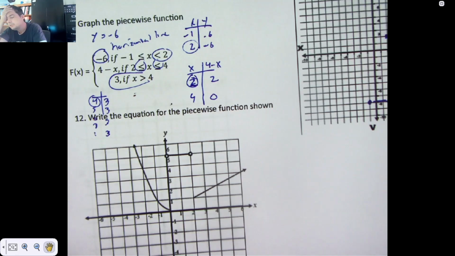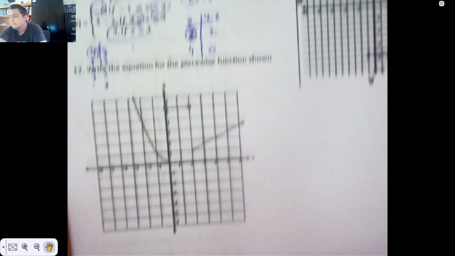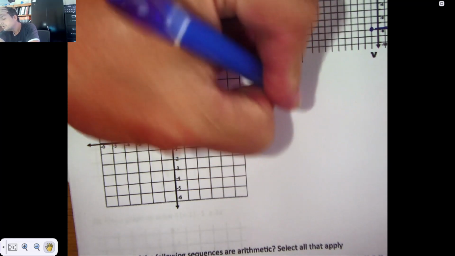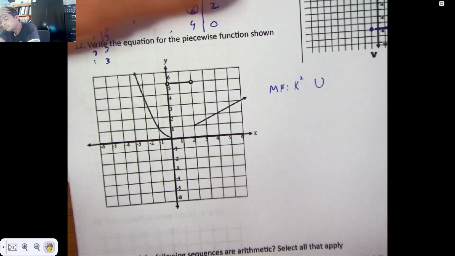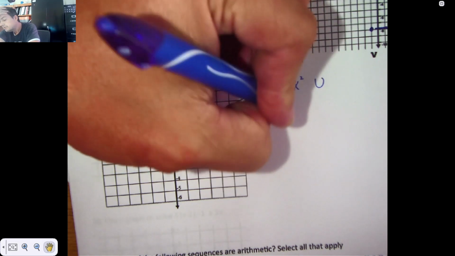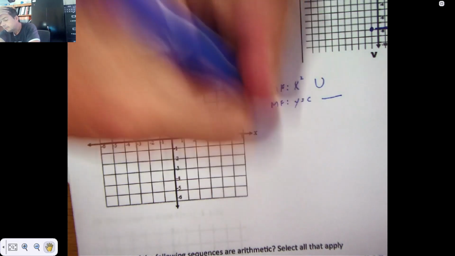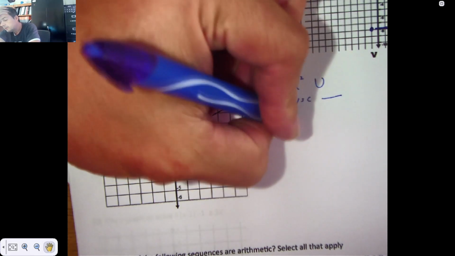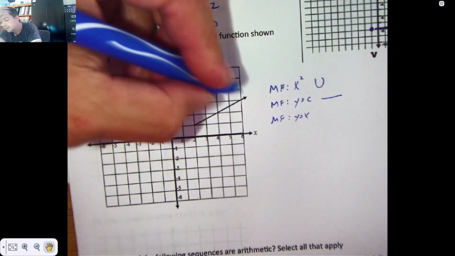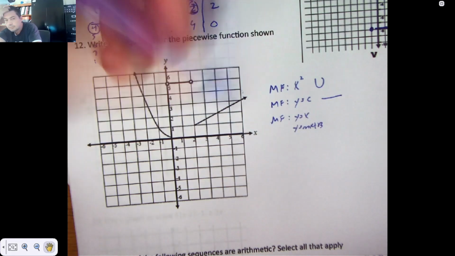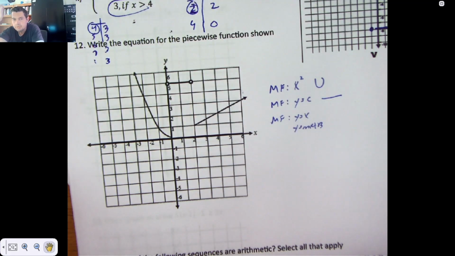Number 12, I made it multiple choice. I don't get the problem. You haven't memorized your mother functions. There's x squared, which is this. There's another mother function, y equals a constant, which is the horizontal line. And then there's another mother function, y equals x. And this one happens to be a transformation of it. So I'm thinking mx plus b. You need those 3 things.